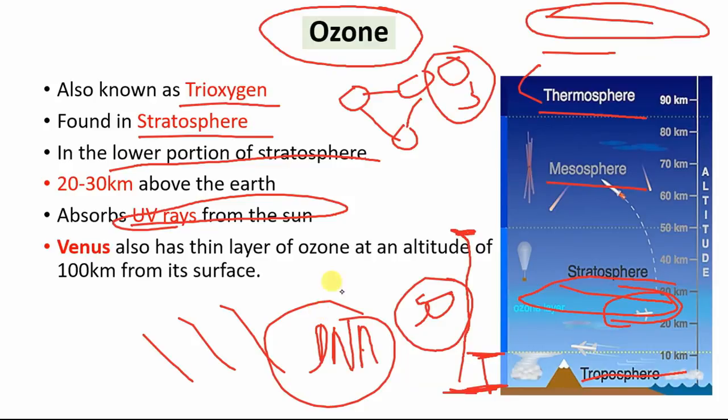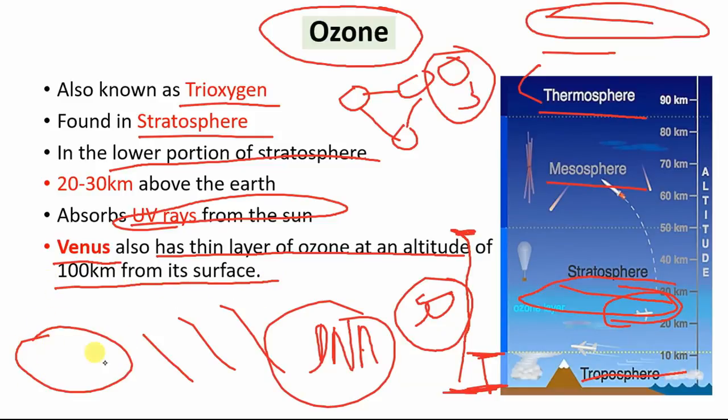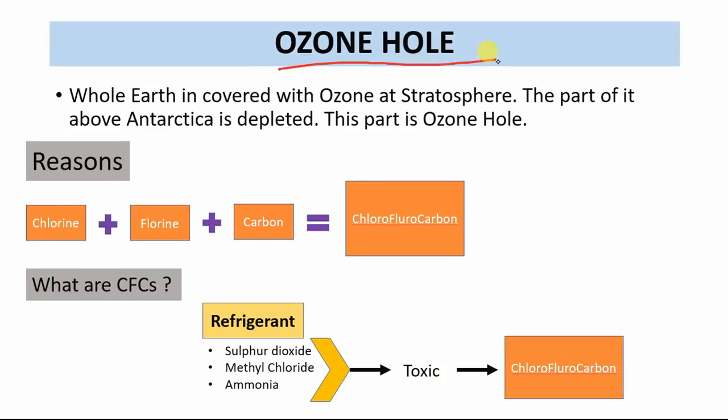This is important. Venus also has thin layer of ozone at an altitude of around 100 kilometers from its surface. So Venus is the second planet, and there is ozone around Venus. Keep this in mind. What is ozone hole?